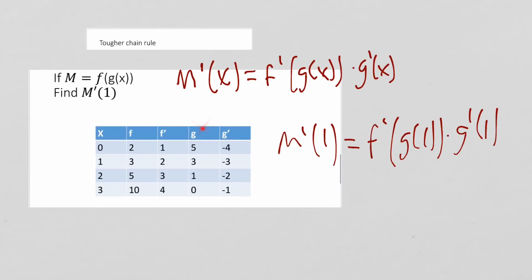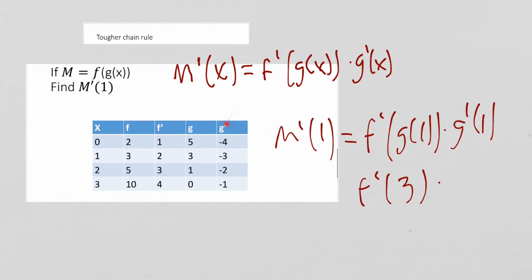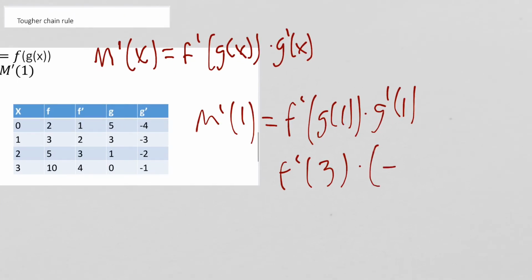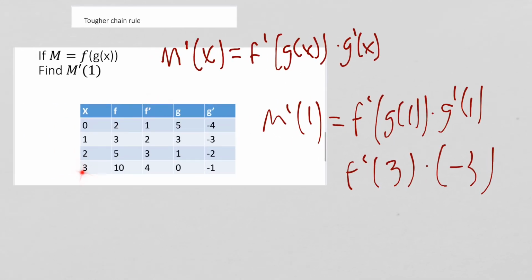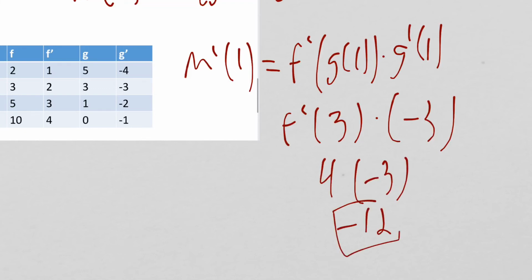So g of 1 is equal to 3. So we're going to do f prime 3 times, let's just figure out what g prime 1 is here. So g prime 1 is equal to negative 3. So we're multiplying by negative 3 out here. Now we need to figure out what f prime 3 is. So f prime 3 is equal to 4. So we have 4 times negative 3, which is ultimately going to be negative 12. So same principle, we're applying the chain rule, but we're just trying to use a table of values instead to get to our final answer.